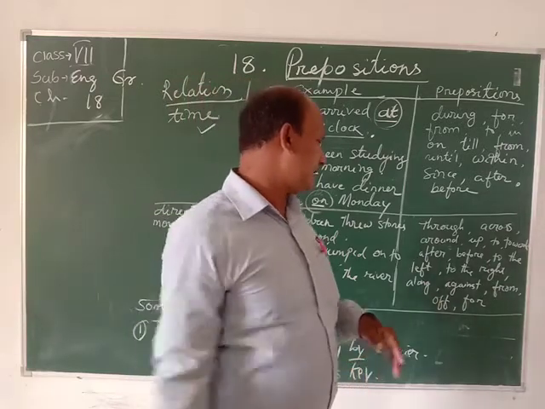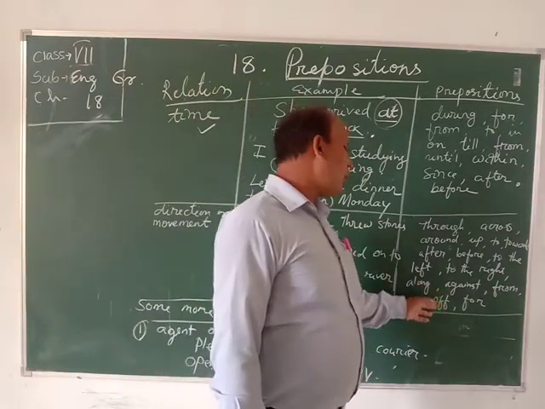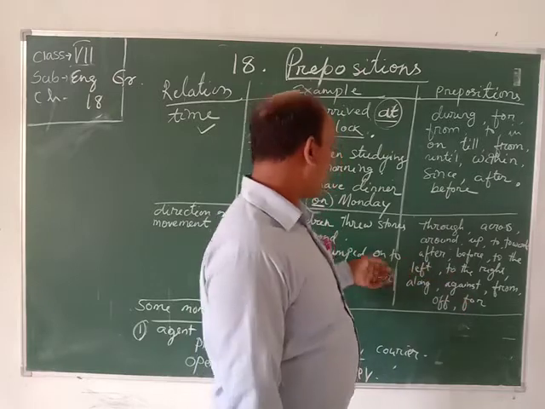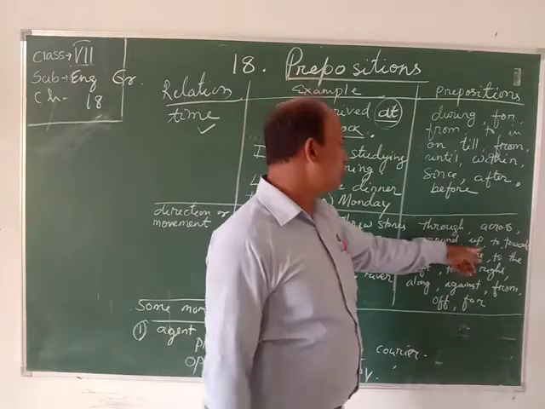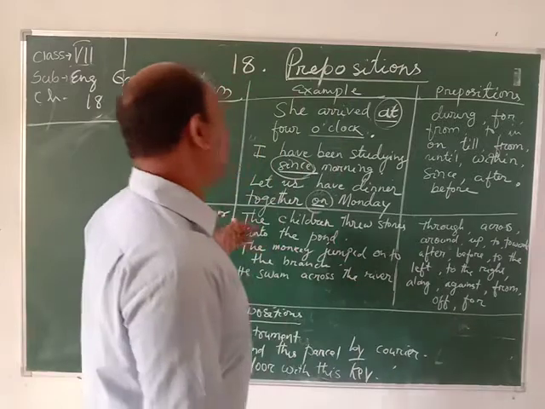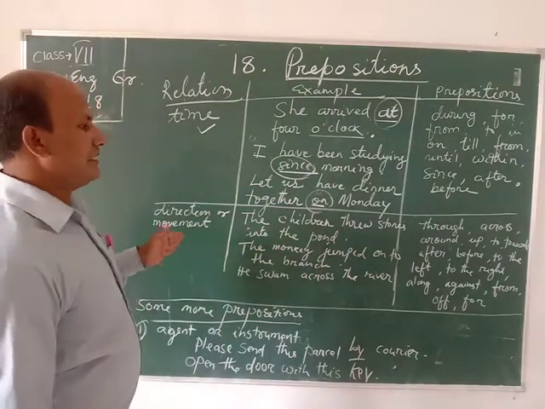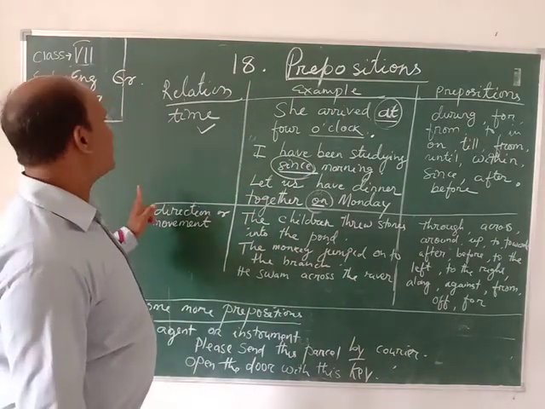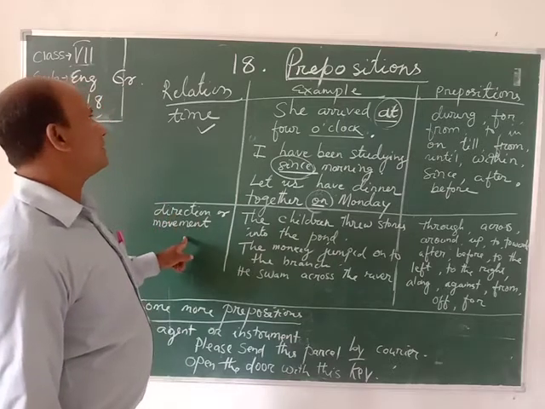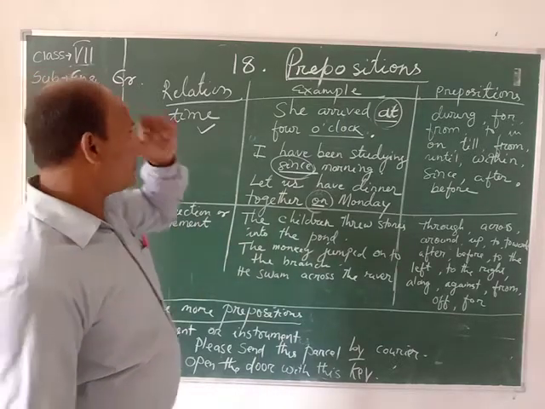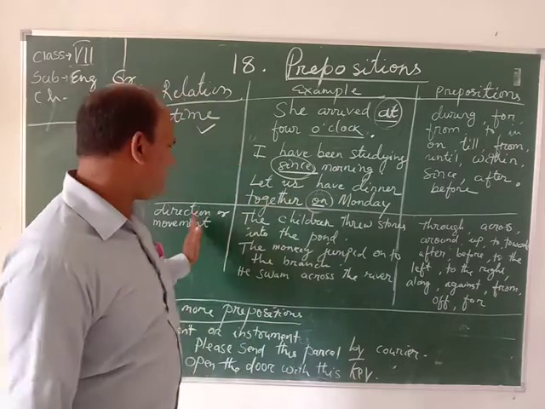You can say against, from, of, for, or into, onto, etc. These are the words used for showing direction or movement in a sentence.